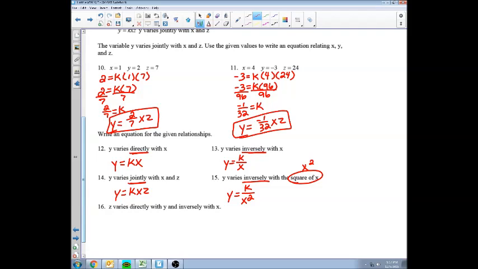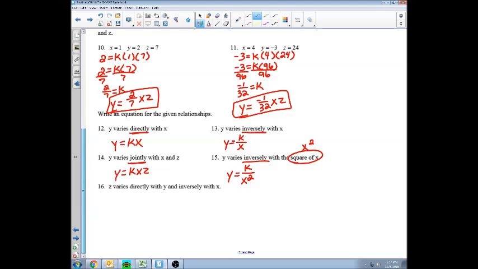All right? And then the last problem here, it says z varies directly with y. This kind of changes it up on us a little bit. So I'm going to use z first. So z would equal, it varies directly with y, so this is going to be k times y. All right? And inversely with x. So z also varies inversely with x. So it would be z equals k over x.